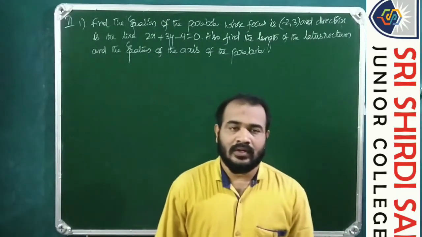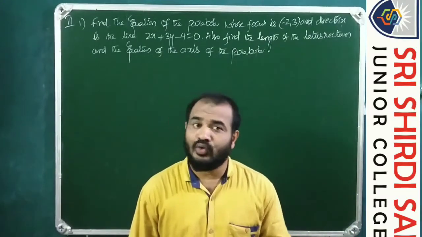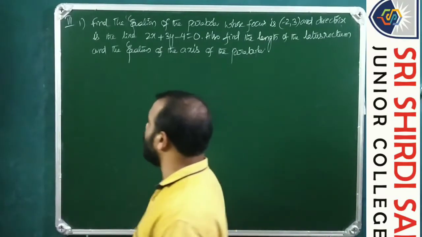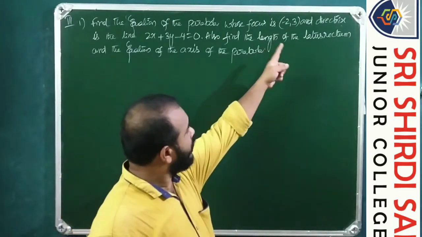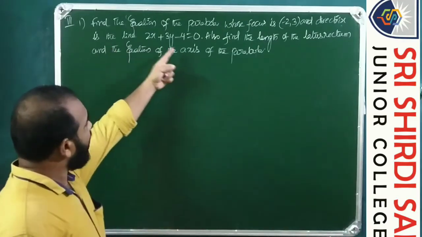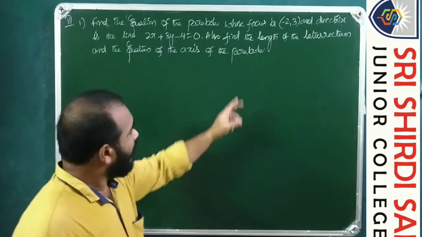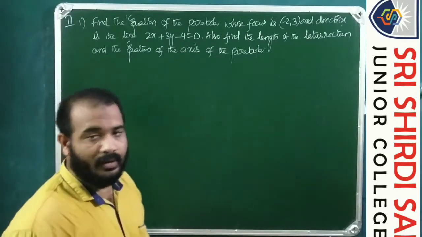Now, the third A exercise we have started, in which we have completed 2 Romans. Now, the third Roman first problem is: find the equation of a parabola whose focus is (-2, 3) and the directrix is the line given. Also find the length of the latus rectum and the equation of the axis of the parabola.